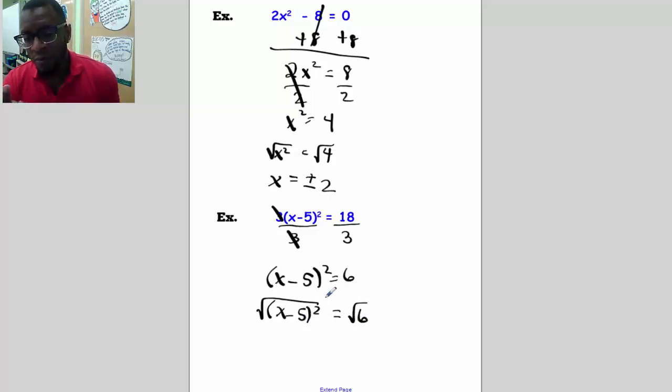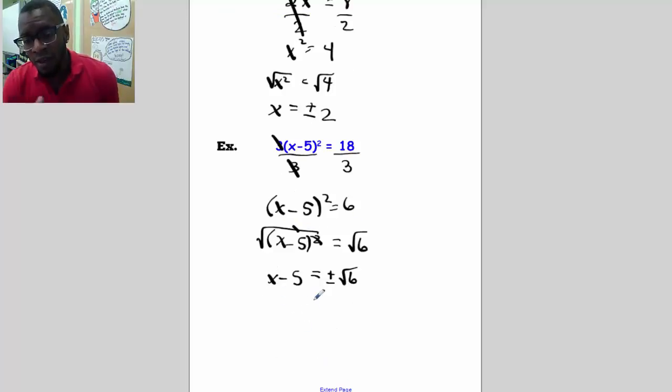Now, remember, as I just mentioned, square and square roots are the inverse operations of each other, so they cancel each other out. So this square root is going to cancel out the square, and we're just going to be left with whatever is in the parentheses, which in this case is x minus 5. So we're going to have x minus 5 equal to plus or minus the square root of 6. We cannot simplify the square root of 6, and there's no perfect square that divides into 6, so we just leave it as the square root of 6.